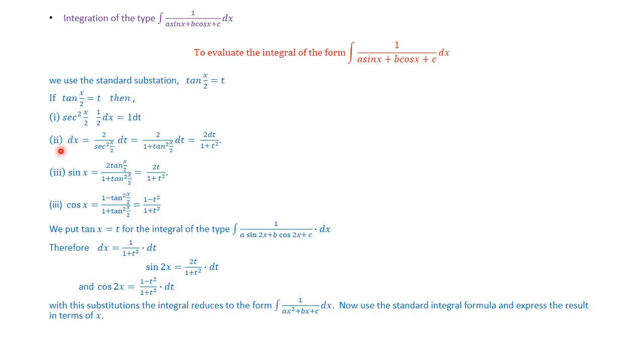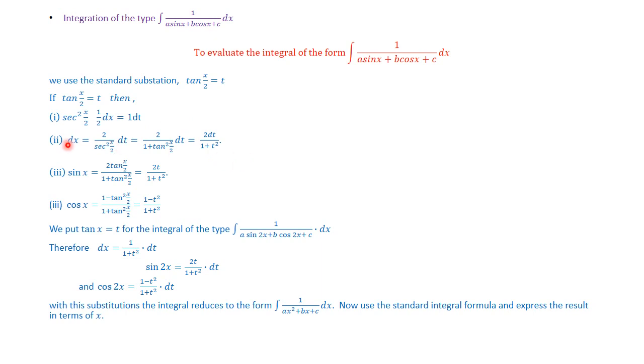Now this can be written as dx is equal to 2 upon sec square x by 2 into dt. Now sec square x by 2 can be replaced by 1 plus tan square x by 2, into dt. Now what is tan x by 2? Here, t. So replace tan square x by 2 by t square. Then we have 2 dt upon 1 plus t square. That is, finally, dx is equal to 2 dt by 1 plus t square.